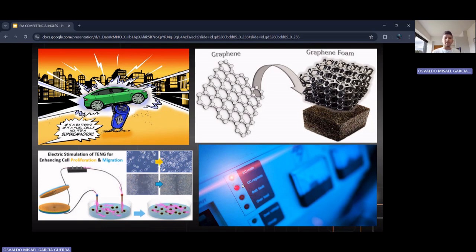And finally, we have uninterruptible sources of energy. They could be very useful, for example, in a hospital, where they really need energy to save lives. And also, for example, in a police station, they could be very useful.